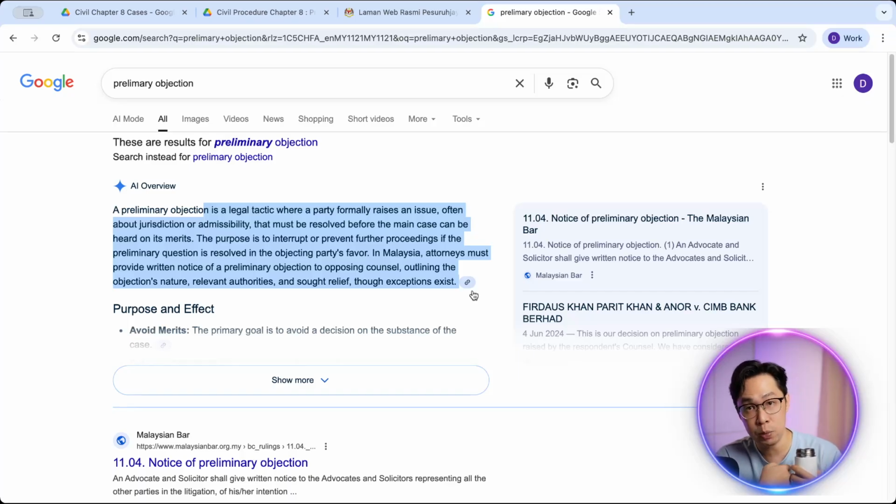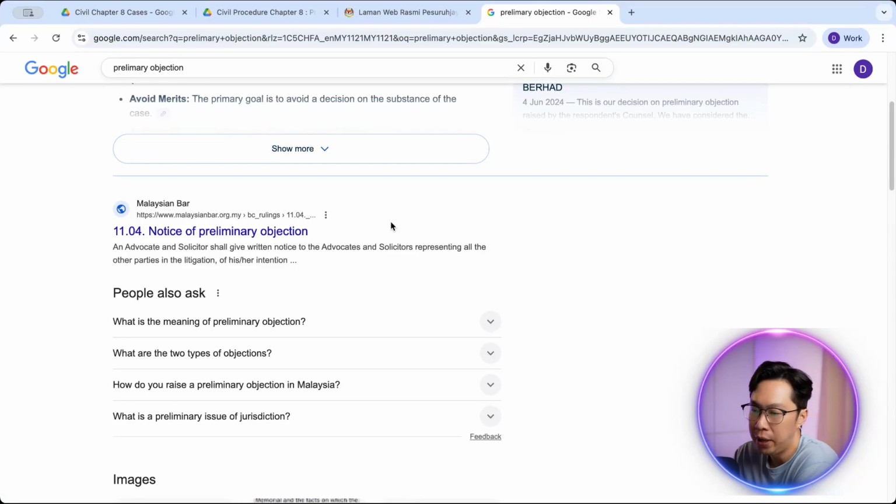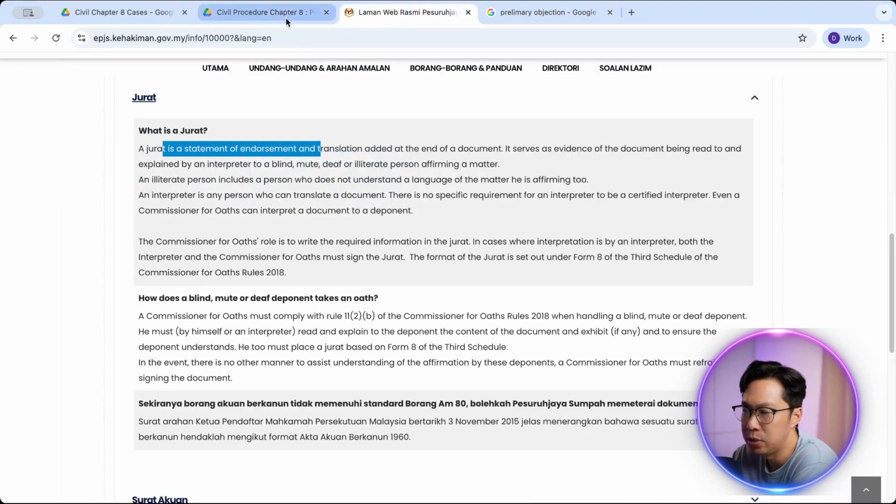You cannot keep it to your chest. Keep it to your chest means keeping your cards to your chest and later on during trial standing up and saying, Judge, please strike out because he didn't. You are not allowed to do that. And you also see, you have your Malaysian Bar. Remember the Bar Council ruling? Notice of preliminary objection. So you must give advance notice. You cannot do it last minute.